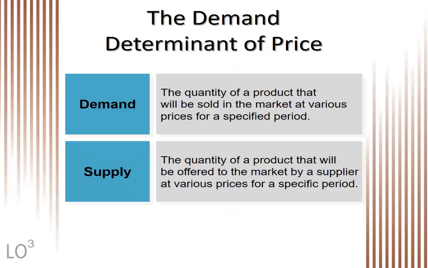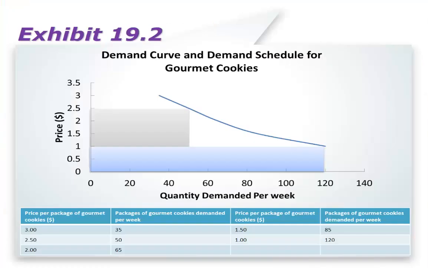Next topic is the demand determinant of price. Demand is the quantity of a product that will be sold in the market at various prices for a specific period. Supply is the quantity of products that will be offered to the market by suppliers at various prices for a specific period. The quantity of a product that people will buy depends on its price. The higher the price, the fewer goods or services consumers will demand, and vice versa.